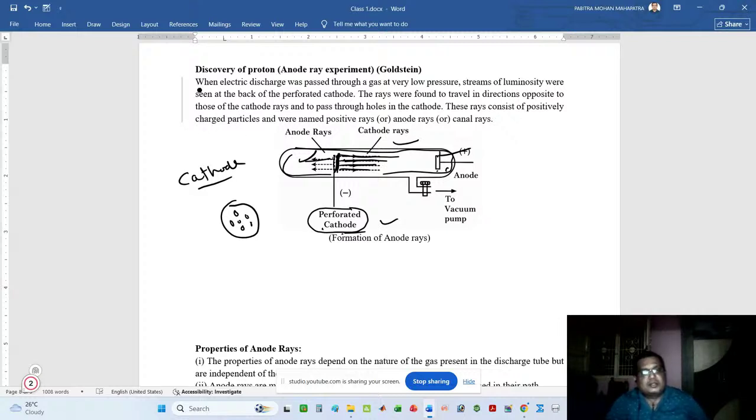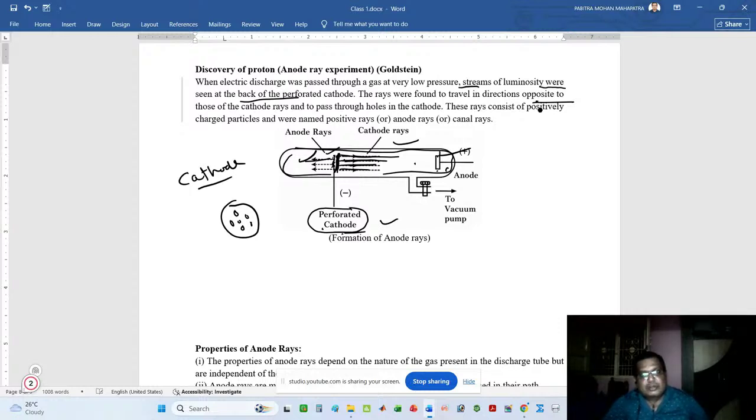Again, I want to repeat. When electric discharge was passed through a gas at low pressure, streams of luminosity were seen at the back of the perforated cathode. This means these are the rays which are formed at the back of the perforated cathode. The rays were found to travel in the direction opposite to those of the cathode ray and to pass through the holes in the cathode. This ray comes from the holes.